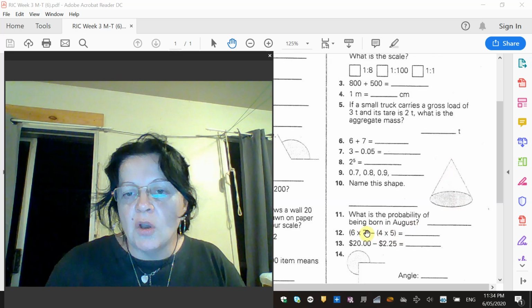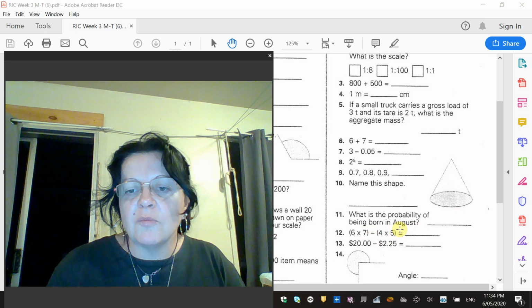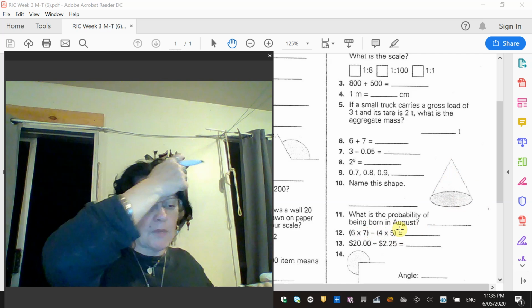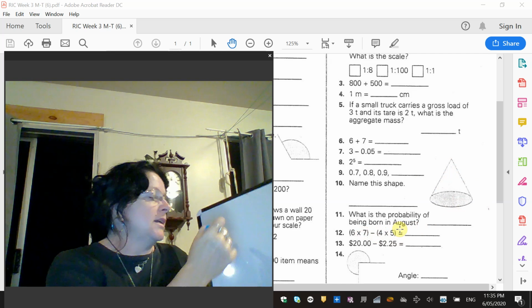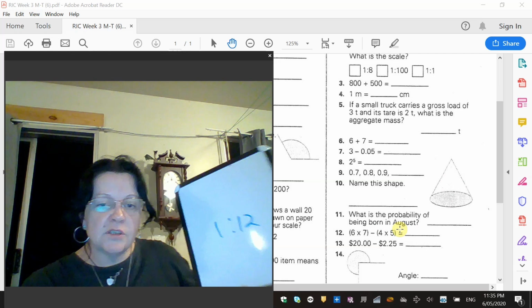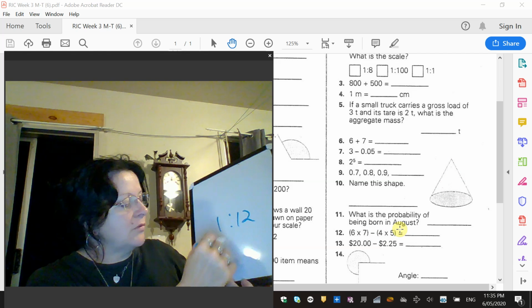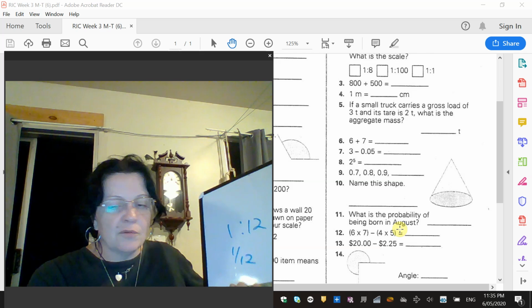Okay, what is the probability of being born in August? Now for this one, it doesn't matter that August is the 8th month. It is 1 month in 12. So it's 1:12 or 1/12. Nice and easy.